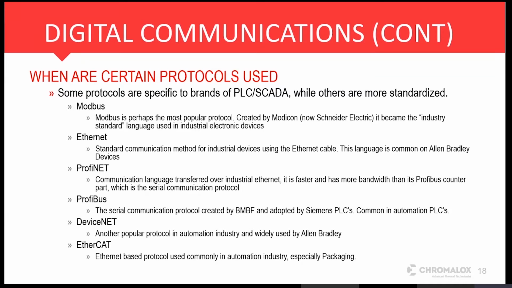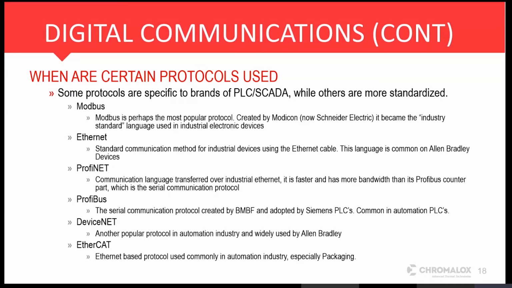The next, what I would call maybe the second most popular in the industrial world, would be Ethernet. It's used a lot. It transfers information across the Ethernet cable. A lot of Allen Bradley devices use the Ethernet language. So if you're working with a customer that has Allen Bradley, that might be the language you're looking for to communicate back to our controllers. Profinet's another one. The net side of it is Ethernet, so it's transferred over Ethernet, but really the Profi language is an industrial Ethernet, so it transfers information a lot faster.